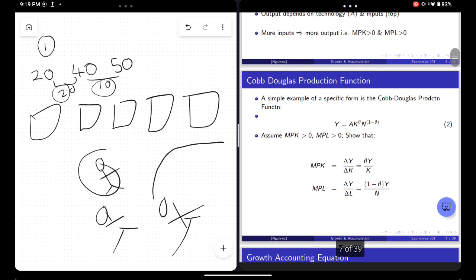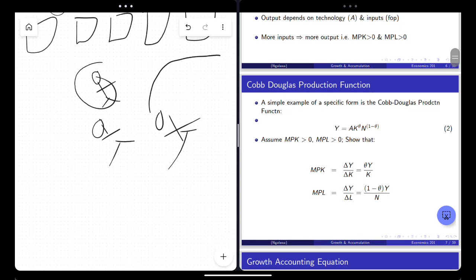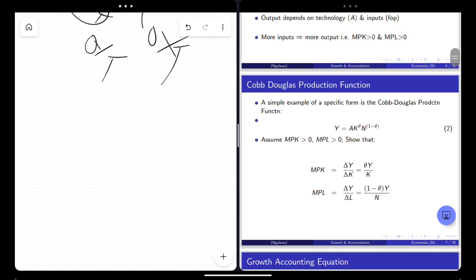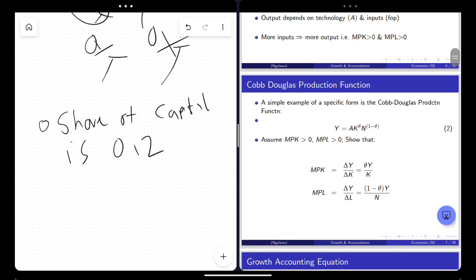I'll tell you straight, the way they're going to ask you this, on an exam paper or test paper, they always give you an MCQ phrased like this. Listen, they will give you theta. They will tell you the share of capital is 0.2. Then they give you multiple choices.